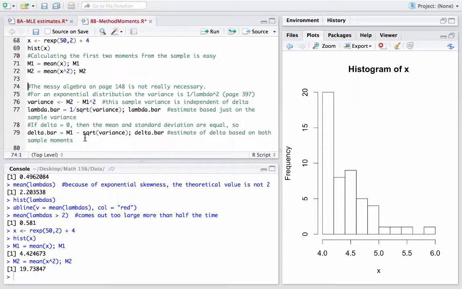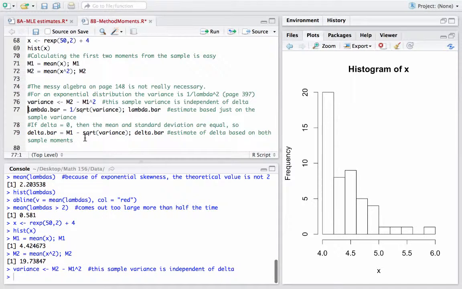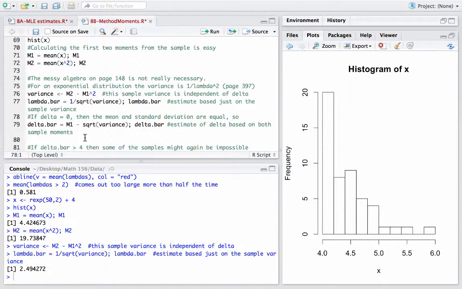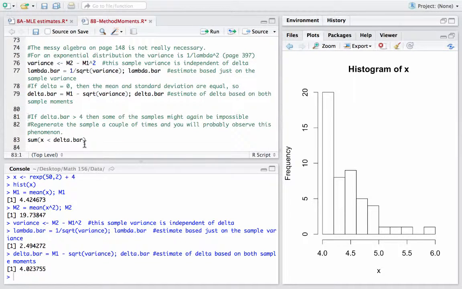And I guess there's some messy algebra that we can basically skip. The variance of an exponential distribution is known to be 1 over lambda squared. So Paul gets clever by computing a sample variance that's independent of delta. Then we get an estimate for lambda based only on the sample variance. Our estimate of delta bar is then a function of both moments, right? Because this variance calculation includes data about M2 and M1.